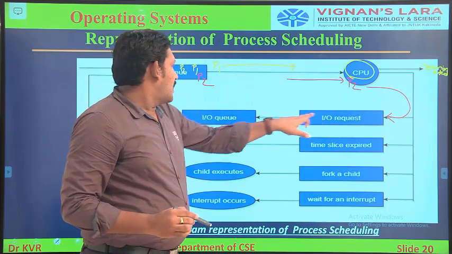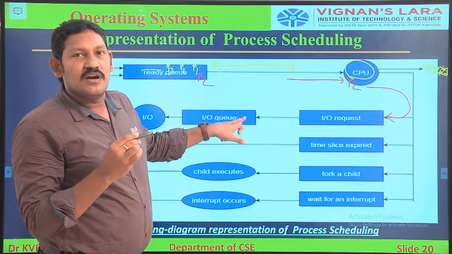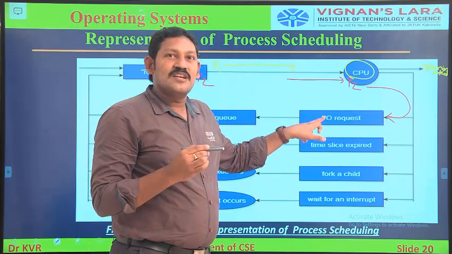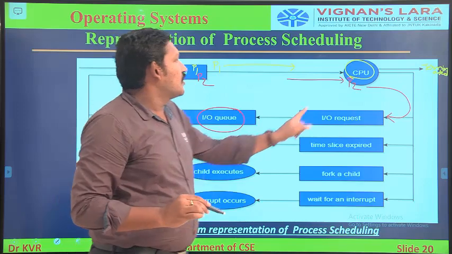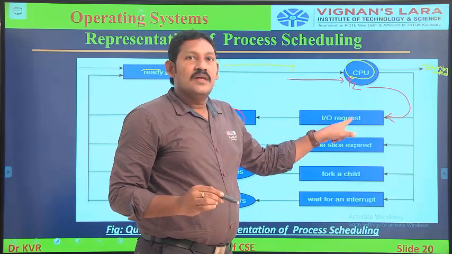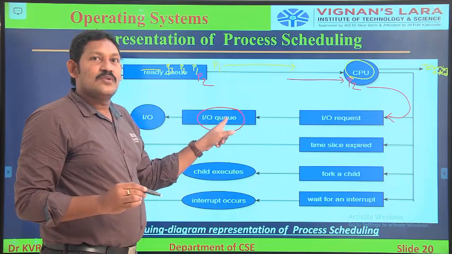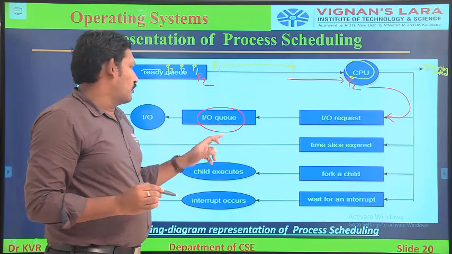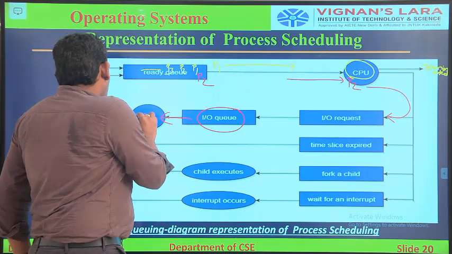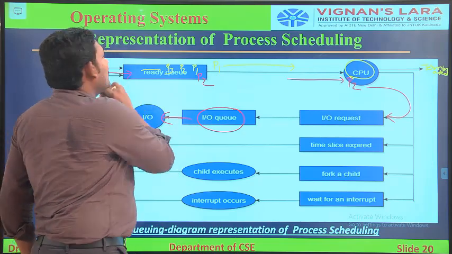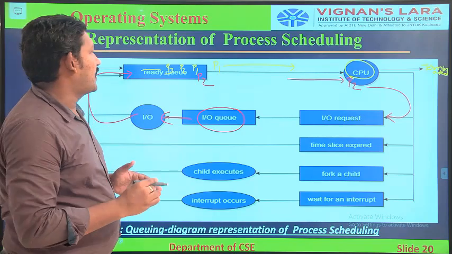So all the processes which were requesting IO have a special queue, that is the IO queue. So this process P2 has made an IO request and it was sent into the IO queue. After undergoing this IO operation, again that process P2 will be kept in the ready queue. See here how it's happening.